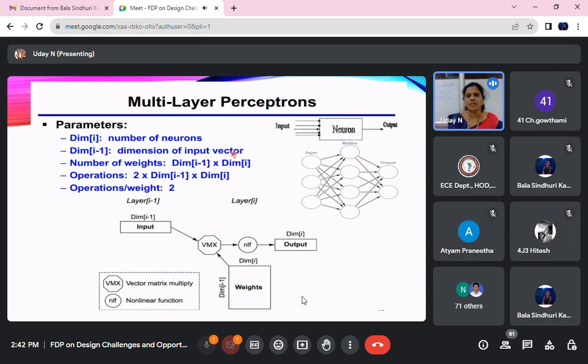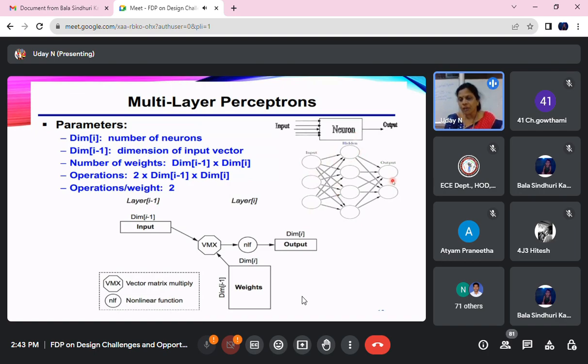And what is the number of weights? Every neuron should be connected to all the inputs. So how many neurons are there here in the hidden layer? All these should be connected to all the input vectors. So the number of arrows will always be equal to the number of weights. If you have three inputs here, and here you have 1, 2, 3, 4 neurons, that means the number of weights will be 3 into 4. That means 12 weights will be there here.